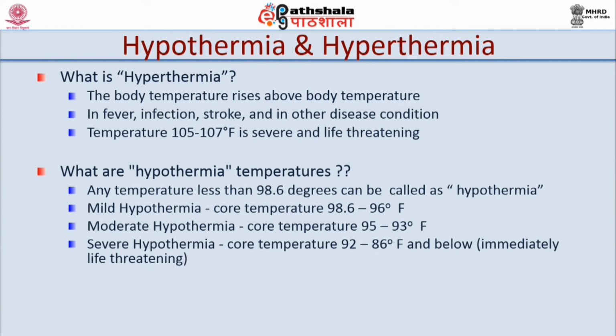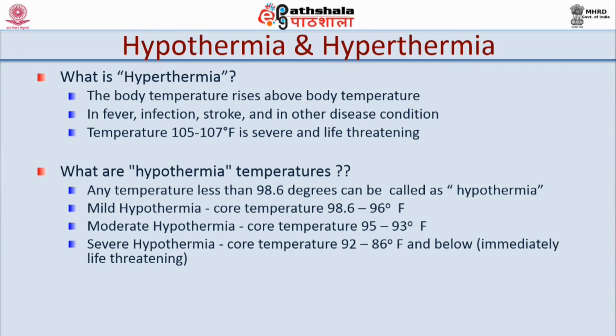But we all must have faced sometime in our life that our body temperature goes up. For example, in fever, which is very common, or when you have some kind of infection, like a stomach infection, the temperature can go up. That is called hyperthermia. Hyper means higher than the normal condition, so the body temperature rises above the normal temperature. It could be due to several other disease conditions like stroke. There are many more where the temperature can go up.